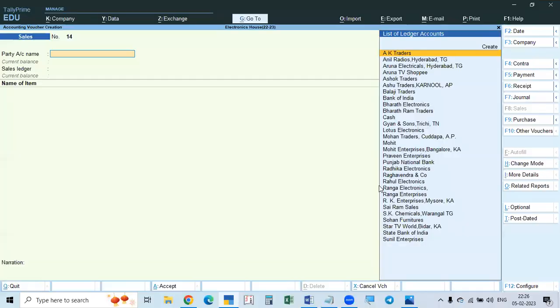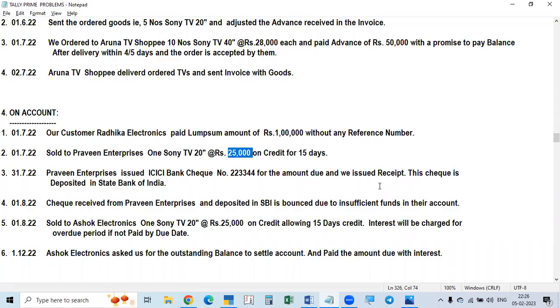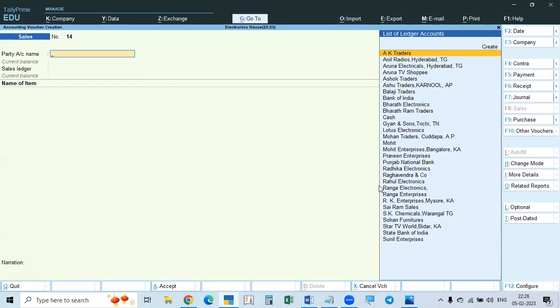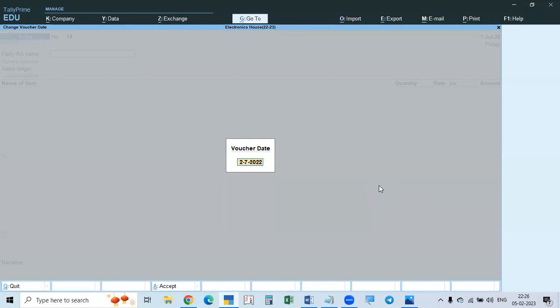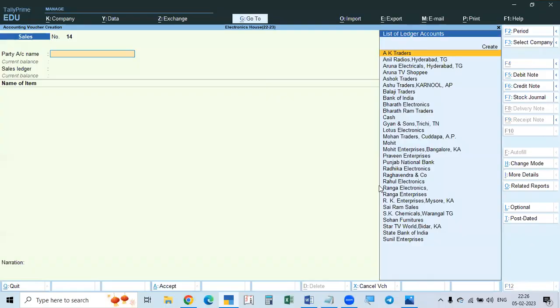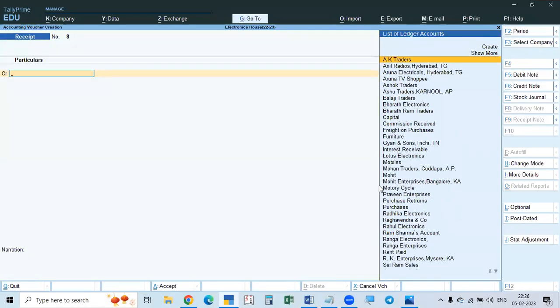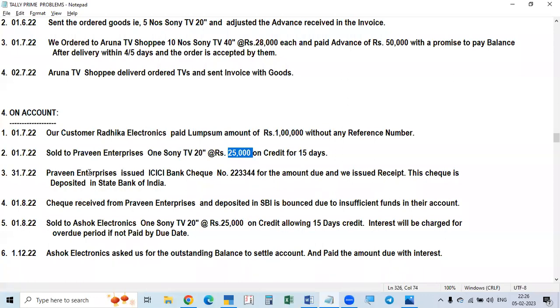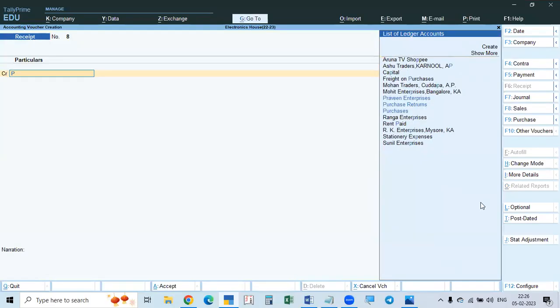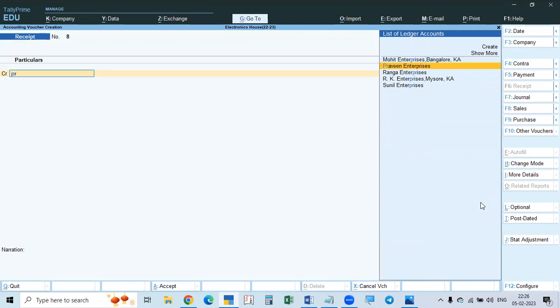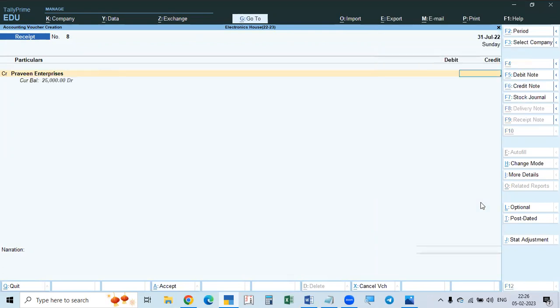So we'll go to Tally. Click 31st July. So F2, 31st July. And the voucher is receipt voucher, F6, receipt voucher. From whom did we receive? Pravin Enterprises. How much did you receive? Amount 25,000. We received 25,000.